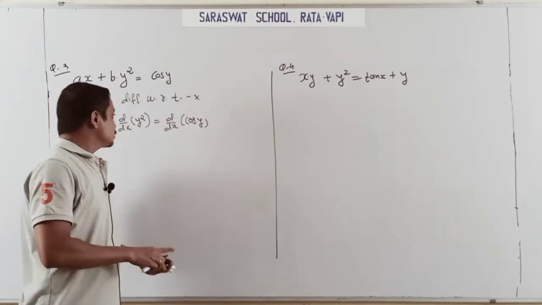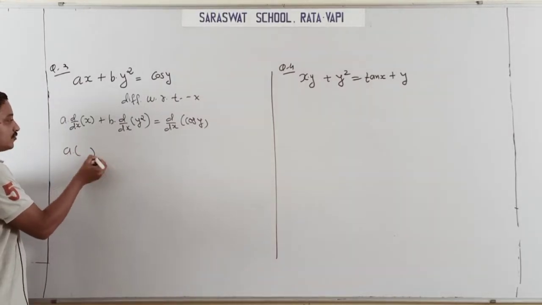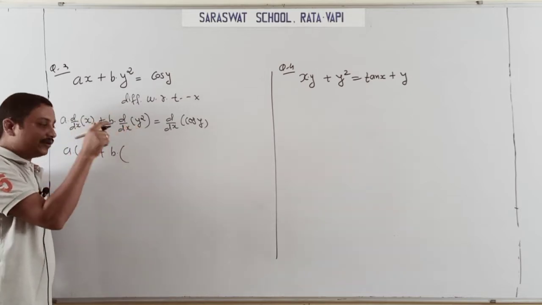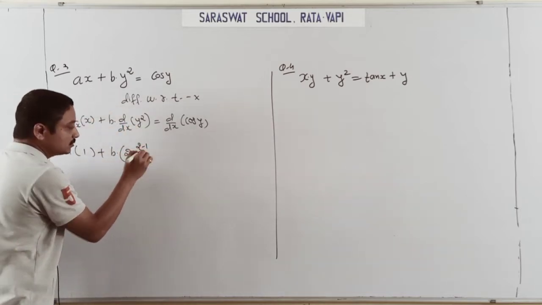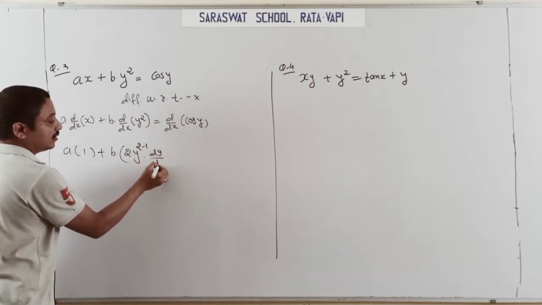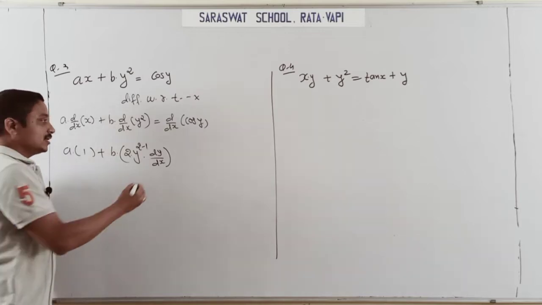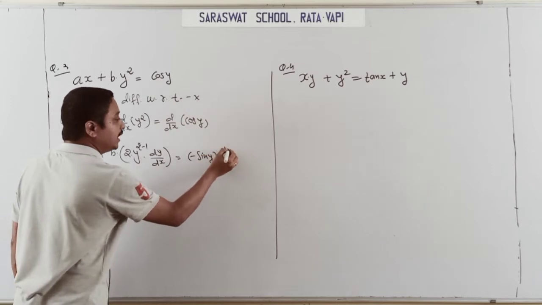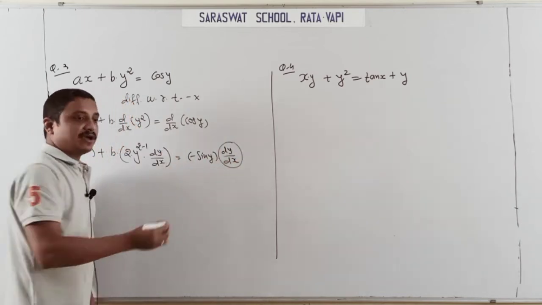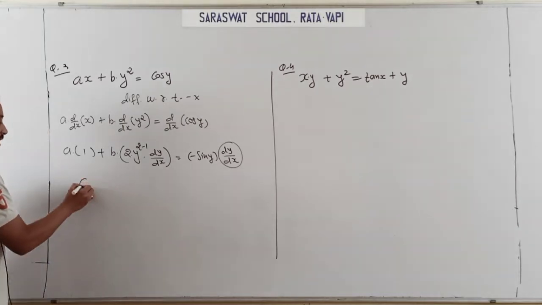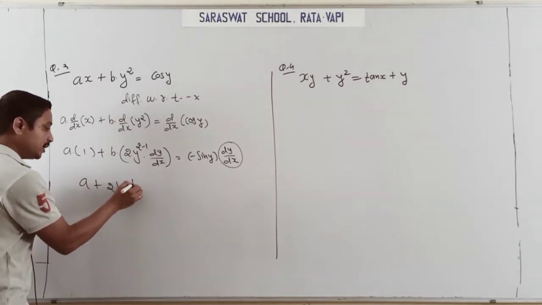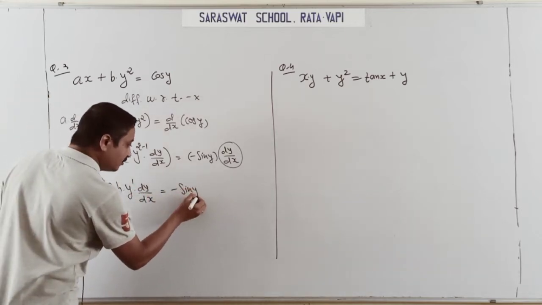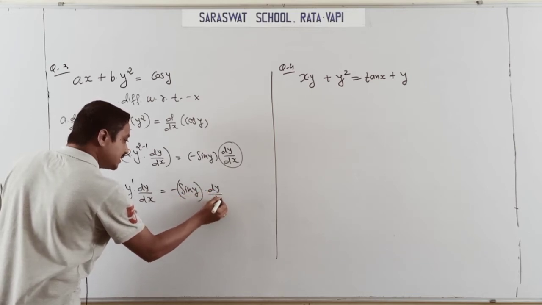So students, you know that here d by dx of x derivative is 1, b here first y square derivative, after that y derivative. So 2y to the power 2 minus 1, and y derivative pending with respect to x. Here also same, cos y derivative is minus sin y and y derivative pending for only what? dy by dx. So finally a plus 2b y to the power 1 dy by dx and minus sin y dy by dx as it is.